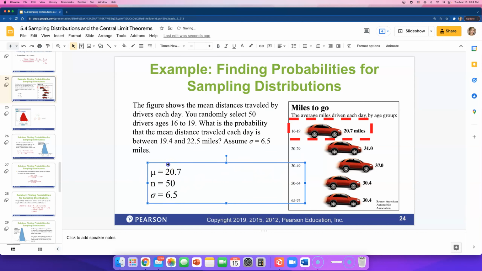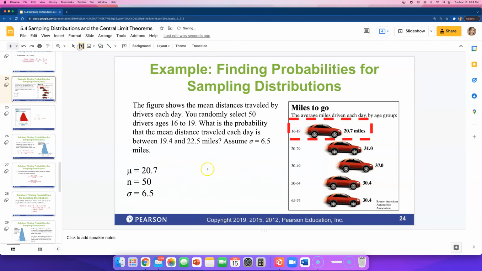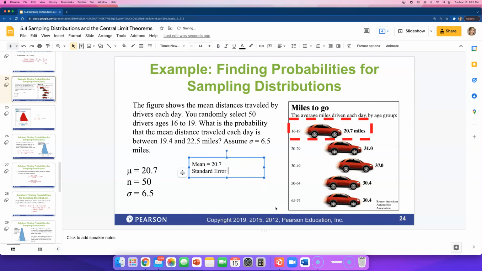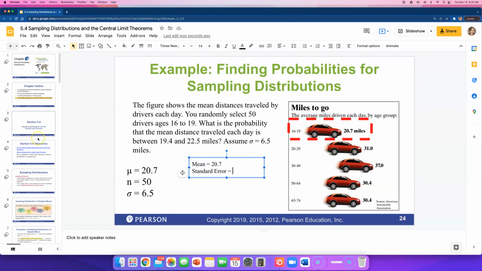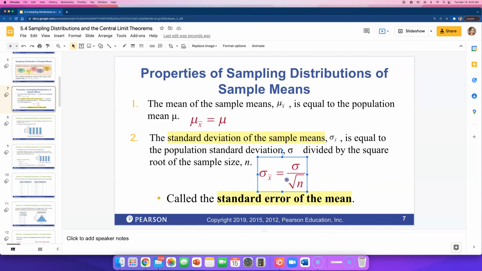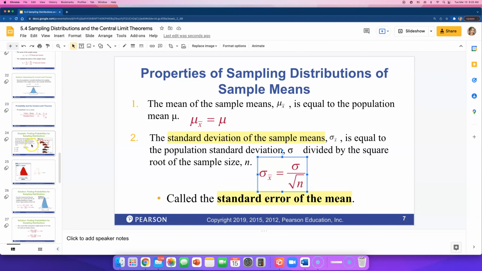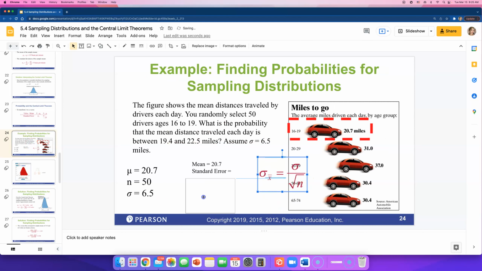Okay, so I'll take notes here and then we'll go open up StatCrunch together. The mean of the sampling distribution that we're going to be using is the same, 20.7. But the standard deviation, or we call it the standard error, is the standard deviation of the sampling distribution of the sample mean. Remember, we have to follow that formula. I'll open up that formula for you. This one right here. Okay, we're going to need to use that formula. I'll copy this down on slide number 24.